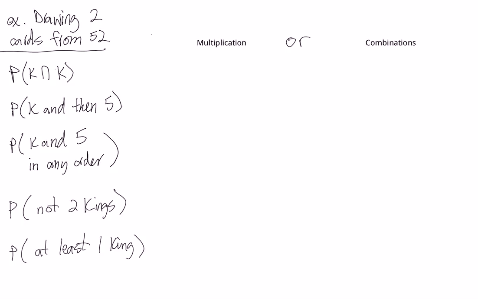So the example we're going to look at is we're going to draw 2 cards out of a deck of 52. So we want any 2 cards from a regular deck of 52. The first one is, what's the probability that we get a king and then another king? So we want 2 kings out of the 52. And we're going to assume that we're not replacing any of them, right? We're just going to pull one card out and then pull another card. So you're going to get dealt 2 kings.